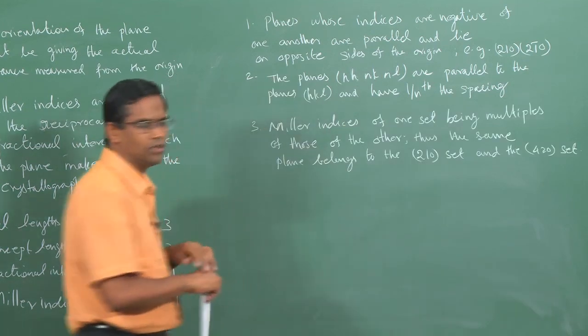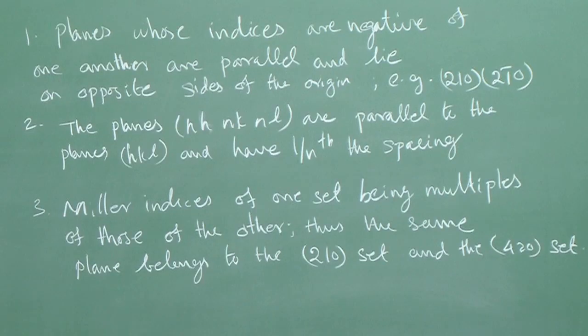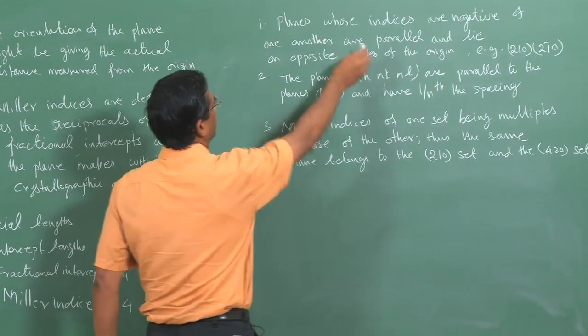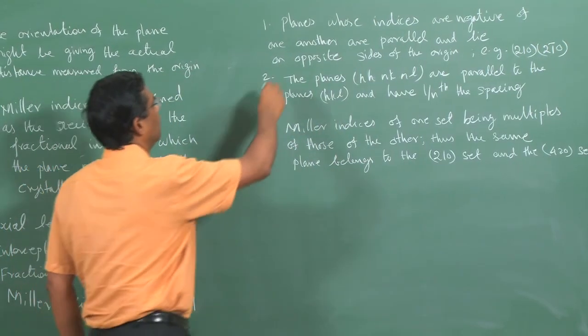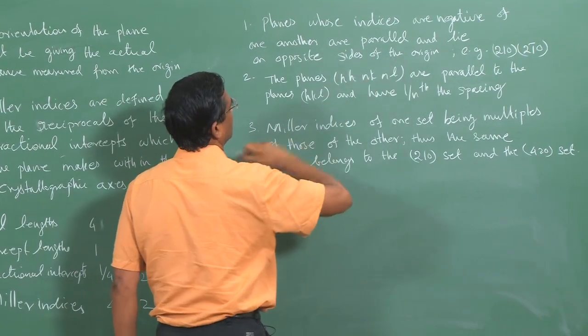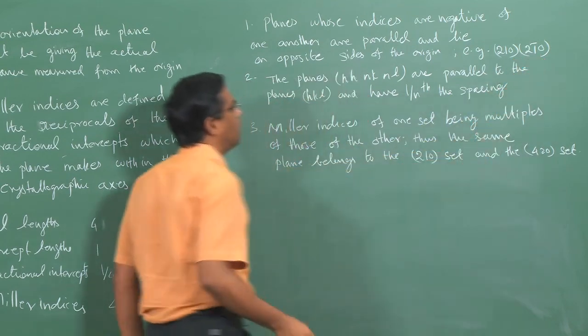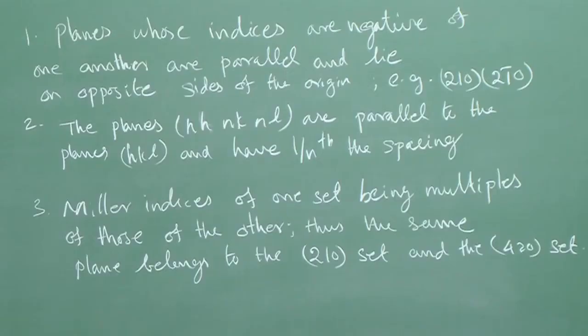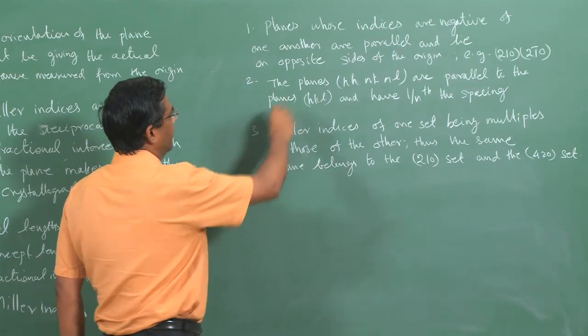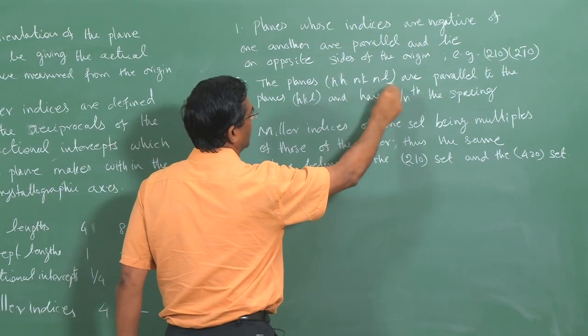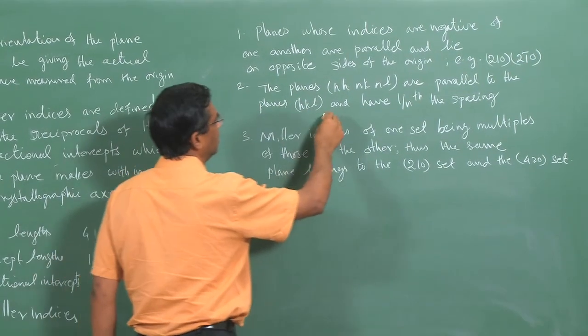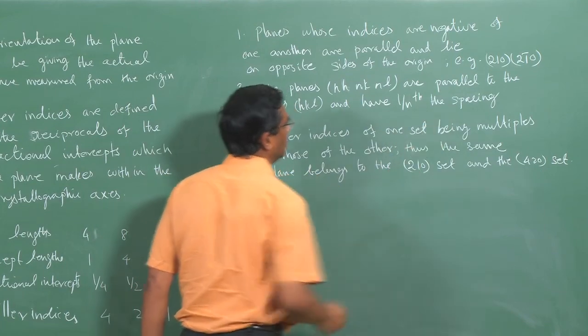So some of the points which you have to remember when we look at the Miller indices of the crystal systems. The planes whose indices are negative of one another are parallel and lie on opposite sides of the origin. For example, 2 1 0 and 2 bar 1 bar 0. They are the same plane but with opposite indices. They are parallel planes but with the negative indices. The planes nh, nk, nl are parallel to the planes hkl and have 1 by nth the spacing.